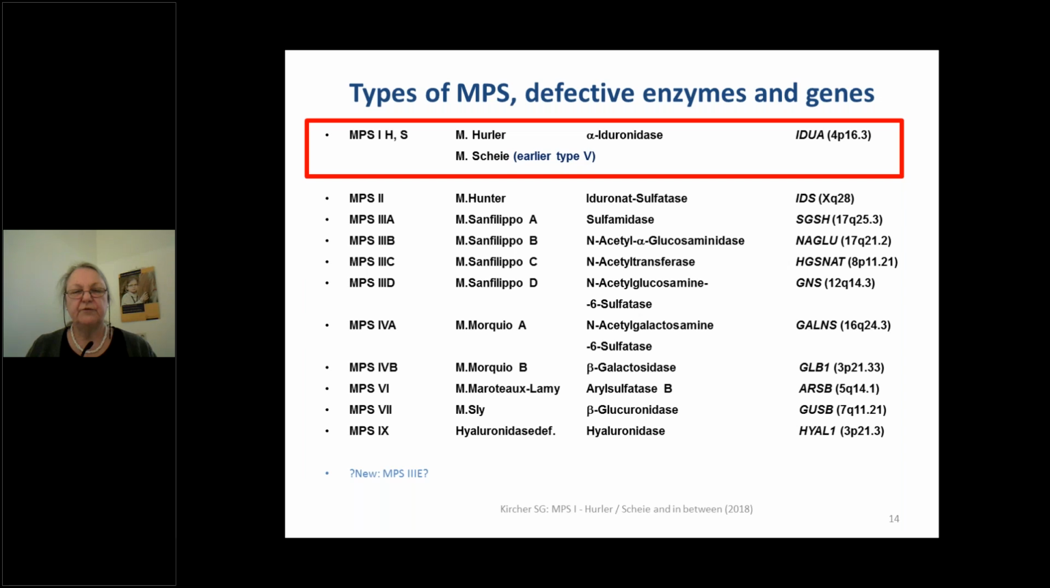We have a lot of different enzymes necessary for our degradation processes, but we will only speak about MPS I, and this MPS I is called Hurler or Scheie. Scheie was the earlier type 5, so therefore you cannot find type 5 between 4 and 6 in this list.